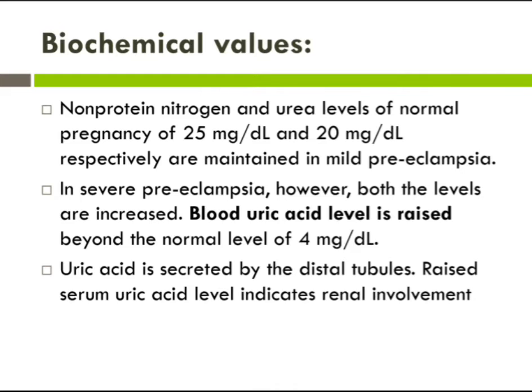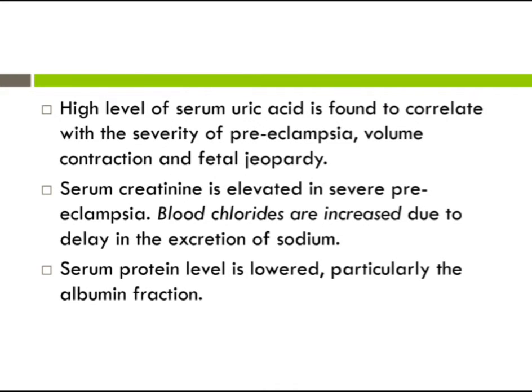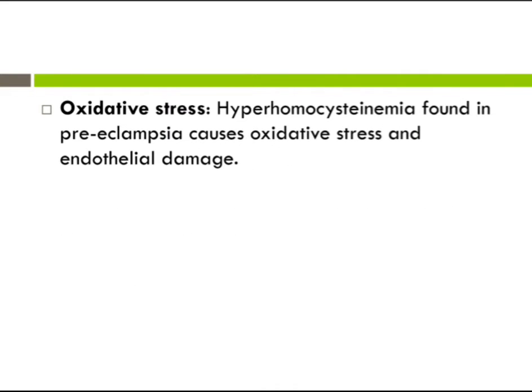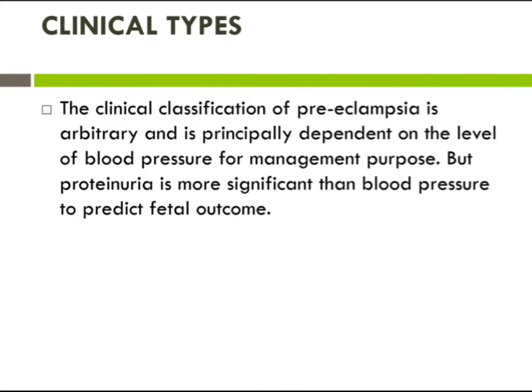Blood uric acid level is raised beyond the normal level of 4 mg per deciliter. Uric acid is secreted by the distal tubules. Raised serum uric acid level indicates renal involvement. High levels of serum uric acid are found to correlate with the severity of preeclampsia, volume contraction, and fetal jeopardy. Serum creatinine is elevated in severe preeclampsia. Blood chlorides are increased due to delay in the excretion of sodium. Serum protein level is lowered, particularly the albumin fraction. Oxidative stress. Hyperhomocysteinemia found in preeclampsia causes oxidative stress and endothelial damage.